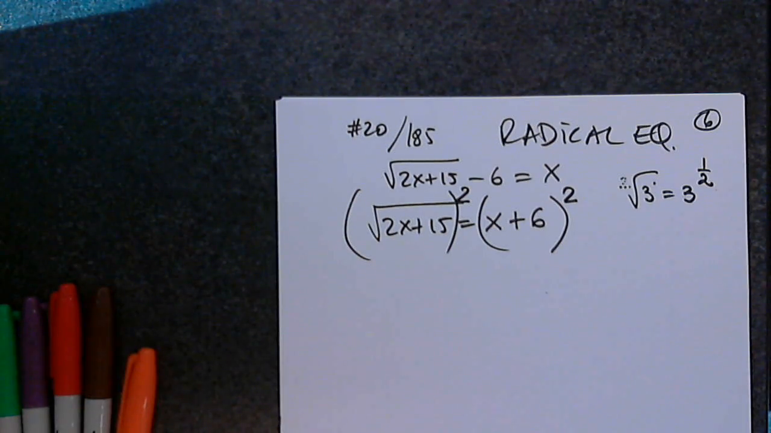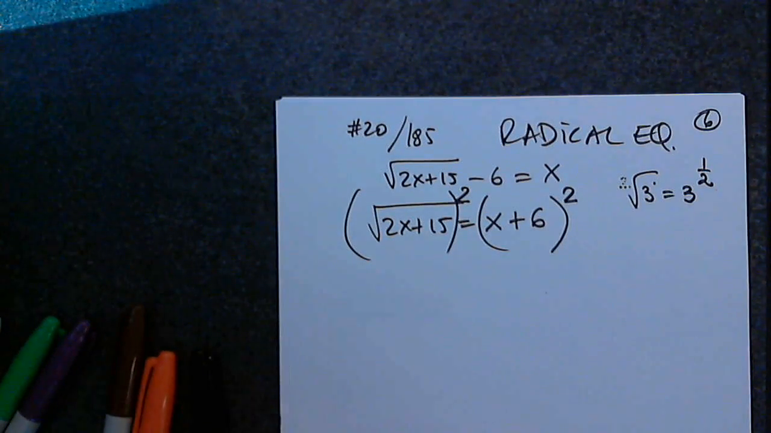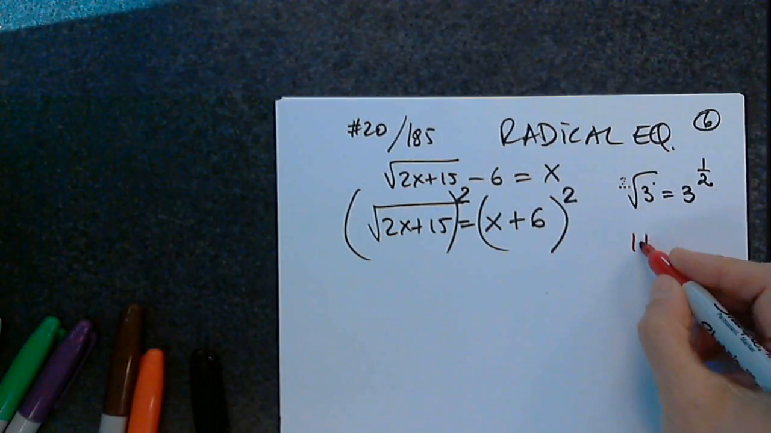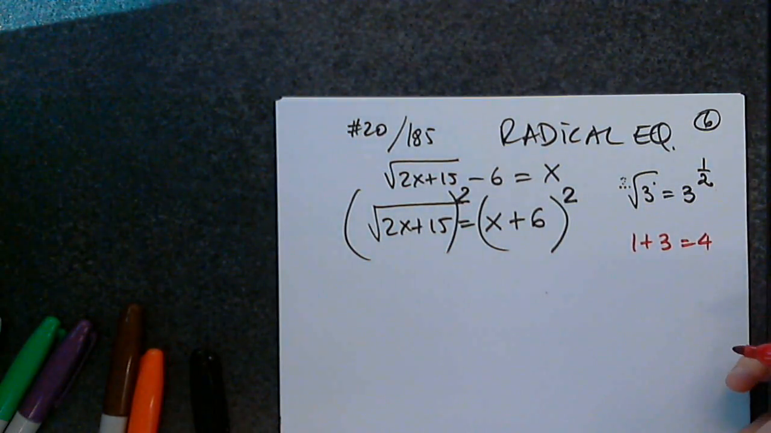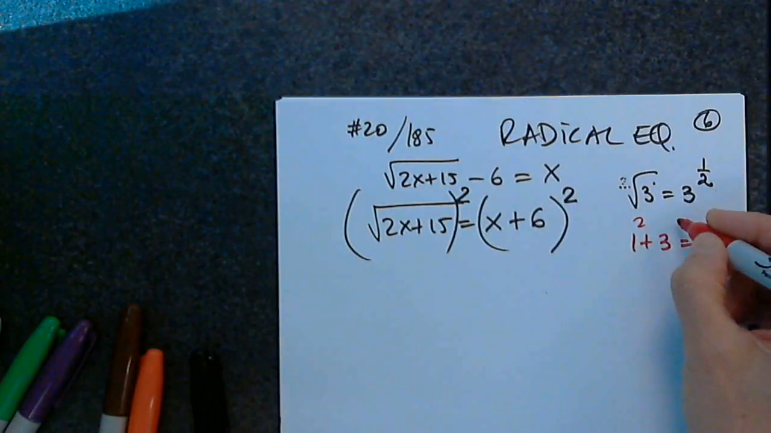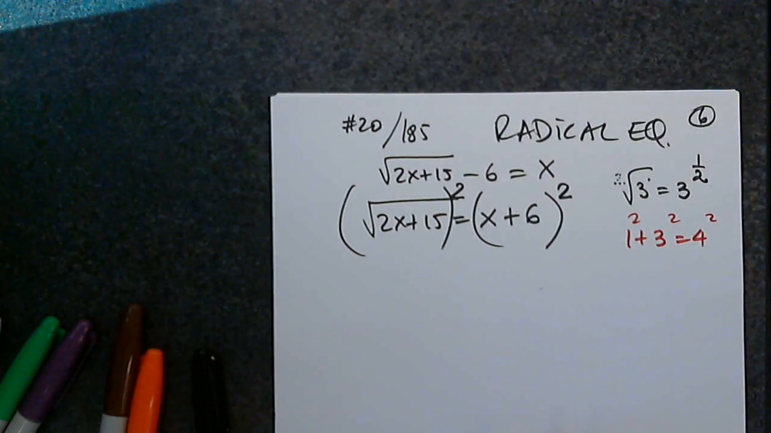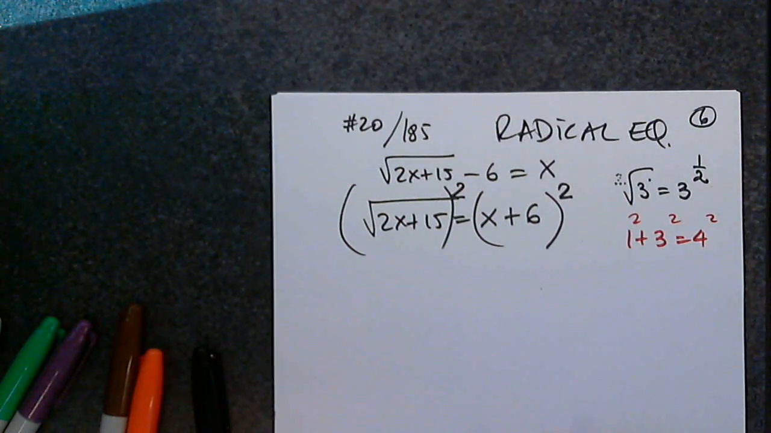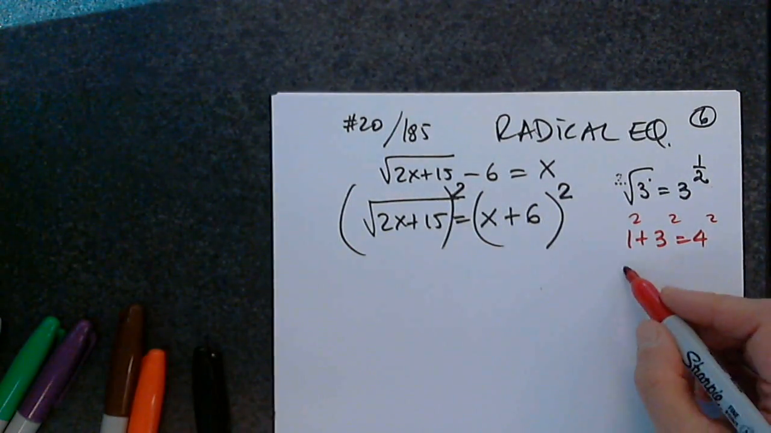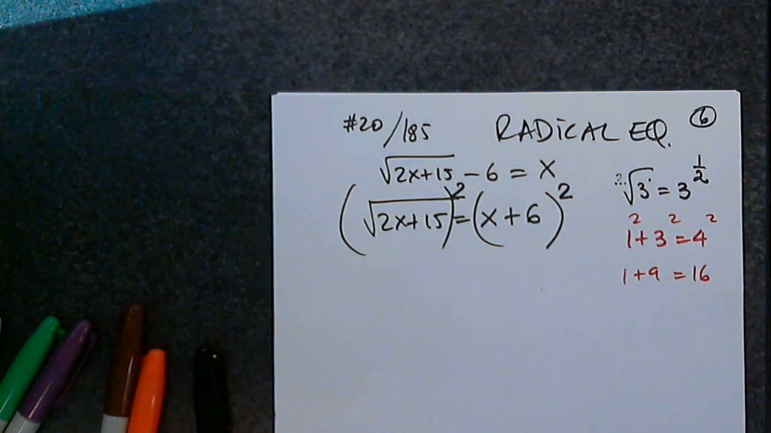You cannot square term by term. Okay, I'm going to square this, I'm going to square x, and I'm going to square 6. No, it doesn't work like that. It's a very important step. So let's look at this example. Is 1 plus 3 equal to 4? Do you think that if I square this, because I like to square in this way, this is a true statement? Of course not. Because this is 1 plus 9 and this is 16.